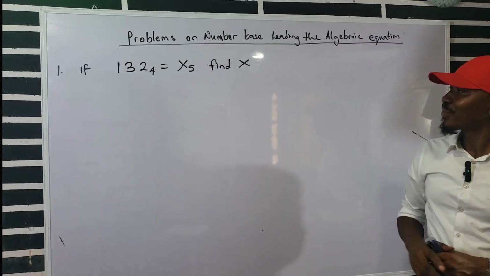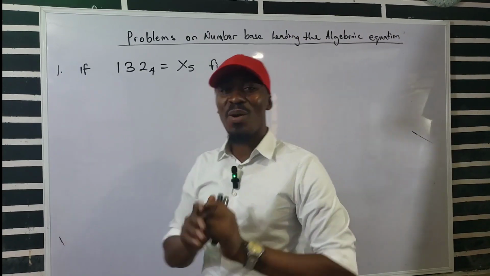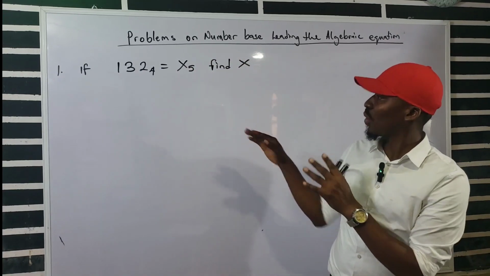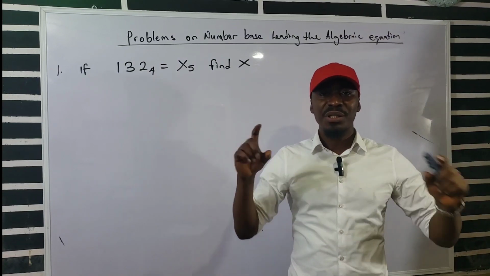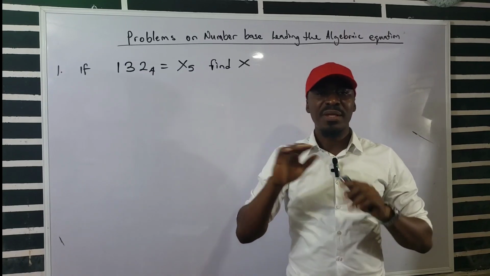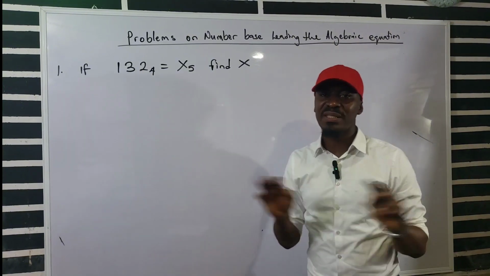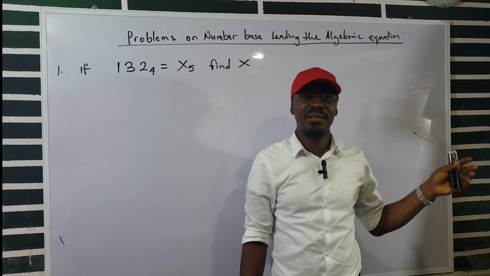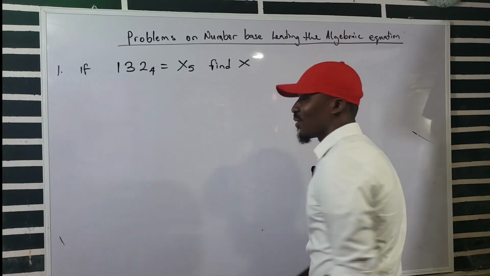Okay? So this is our first problem. Now, let me say something that is going to help you a lot in dealing with problems of this nature. Whenever you have an equation in number base and there is any unknown, the first thing you need to do is to convert the numbers to base 10. Make sure that your left hand side is in base 10 and your right hand side is also in what?